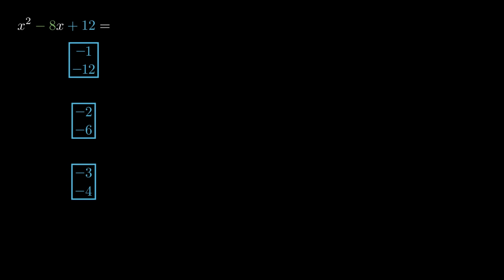Okay, so now -1, -12 add to -13, -2, -6 add to -8, -3, -4 add to -7. Our target was -8, see that middle term there? So that means we must take -2 and -6. So they go in the brackets like that, and we're done.